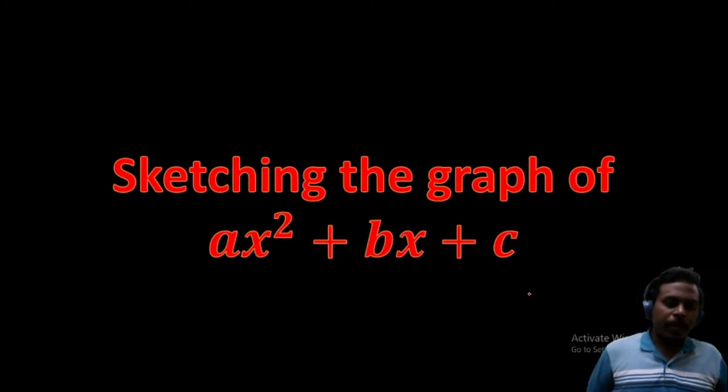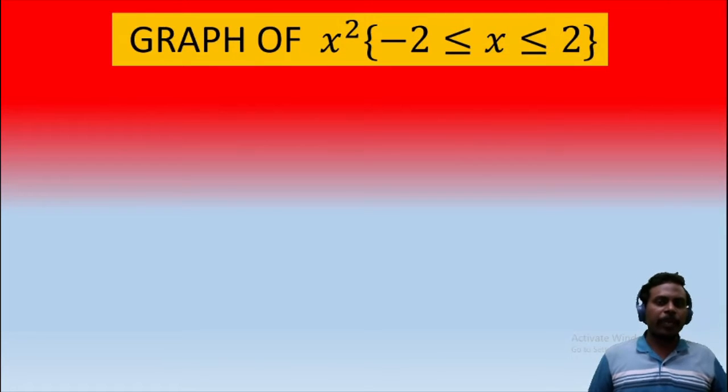Now let us discuss how to sketch the graph of ax square plus bx plus c. Before sketching the graph of ax square plus bx plus c, let us study some basic graphs. Upon studying these basic graphs, we'll be able to draw the graphs of those ax square plus bx plus c. The basic graph which I am considering right now is the graph of x square in the region minus 2 to 2.